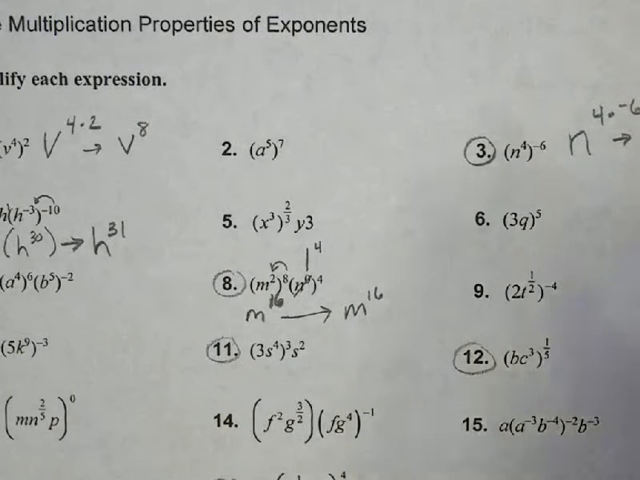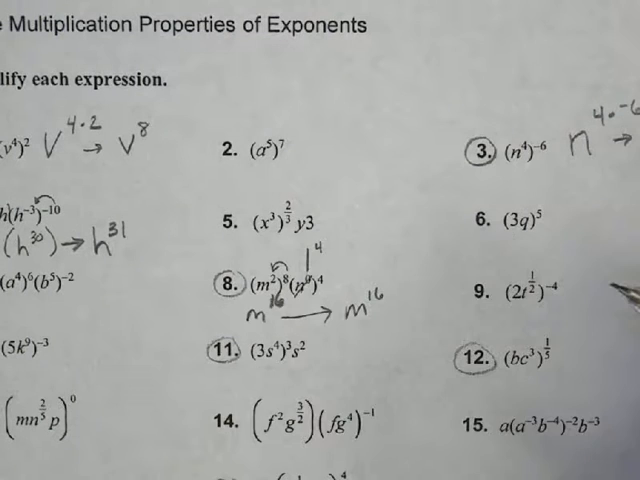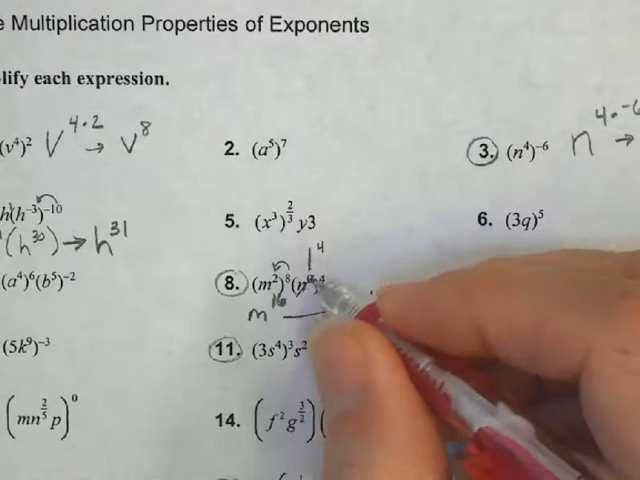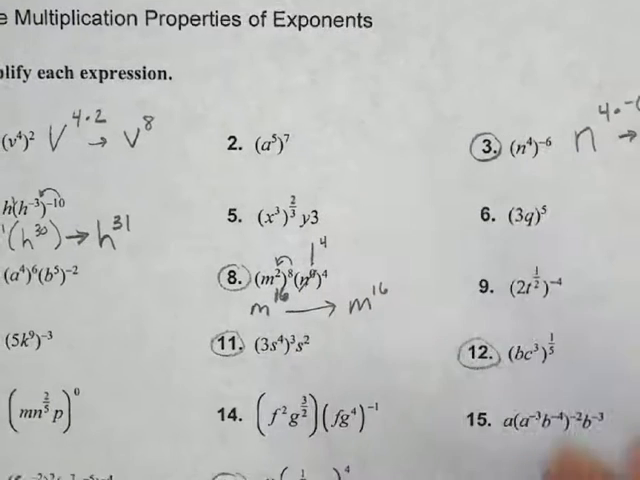Alright? So if you had changed that to a 0, you would say your answer is 0, because 0 times m to the 16th would be 0. But n to the 0 is 1. So keep that in mind.